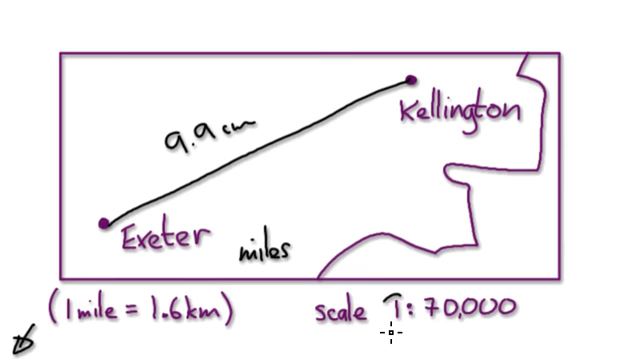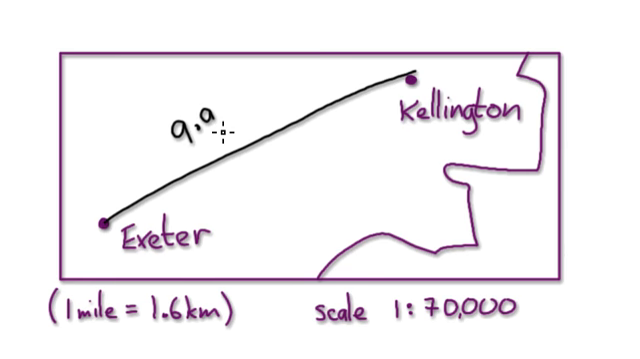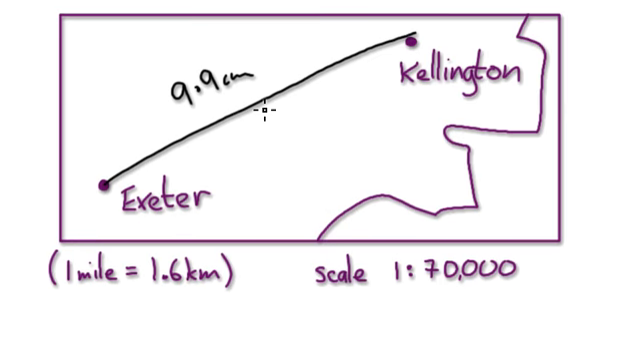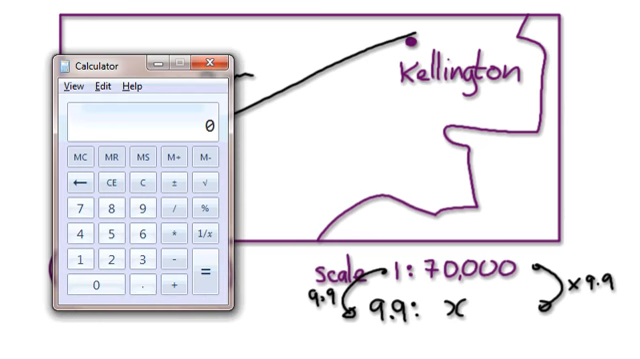Okay, so here the scale is 1 to 70,000. So remember this distance is 9.9 centimeters, and we want to know x. So really we've got to multiply this number by 9.9. So calculator: 70,000 times 9.9 equals that.